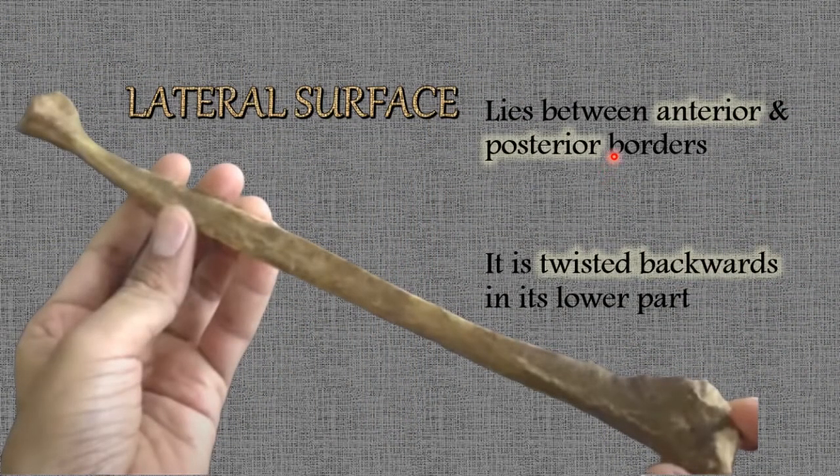The lateral surface lies between the anterior and posterior border. This is the anterior border, right? This is splitting the anterior border into a triangular aspect, and this is the styloid process. This rounded border is the posterior border, right? So in between the anterior and posterior border, this surface is the lateral surface. This surface is twisted slightly backward in its lower part. So this is straight, it is coming down, down, down, but in its lower part it will go slightly backward. So it is twisted in its lower part.